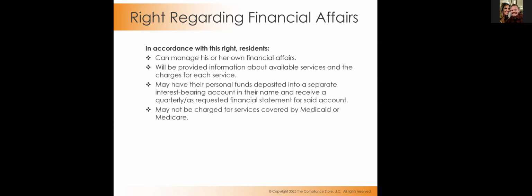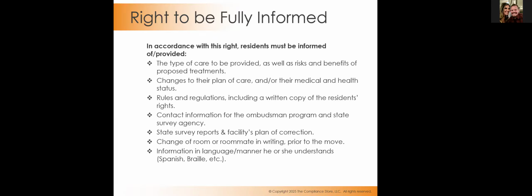In accordance with the rights, the resident can manage his or her own financial affairs. That's all on them. We don't have any say in what they do financially. They will be provided with information about available services and charges for each service, and may have their personal funds deposited into a separate interest-bearing account in their name and receive a quarterly financial statement as requested. We do not handle any patient's money. So this is nothing that you guys have to worry about, but this is information that's out there. We're still sharing it with you guys. And we obviously do not offer Medicare. Medicare is not someone that we're licensed with.